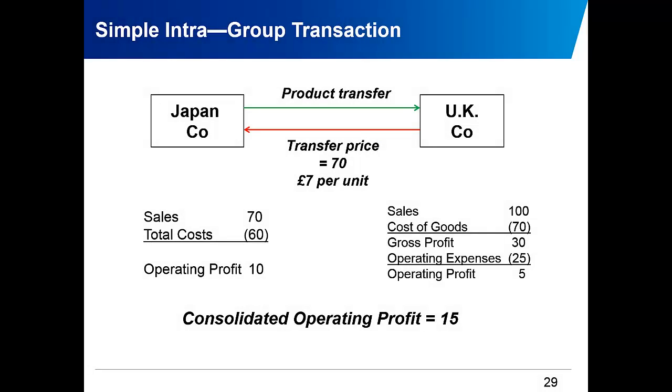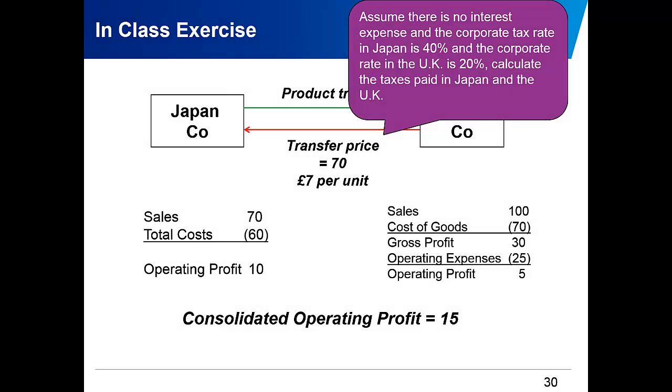So we'll go back to our simple example that we've used in previous videos where Japan Co. sells to the UK Co. at £7 per unit, selling 10 units and has a transfer price of 70. Now, let's assume that there's no interest expense in this example, so the operating profit is going to be equal to the taxable income, and that the corporate tax rate in Japan is 40, and that the corporate tax rate in the UK is 20. So let's calculate what the taxes would be if you paid in both Japan and in the UK.